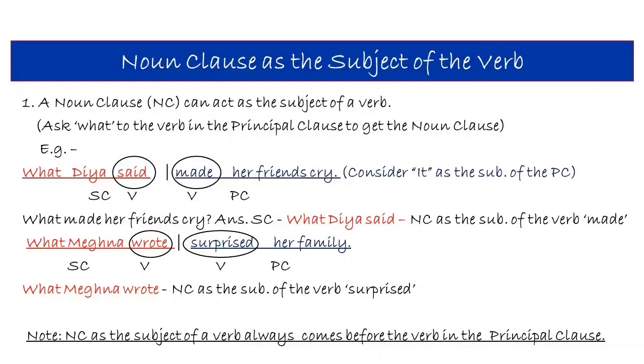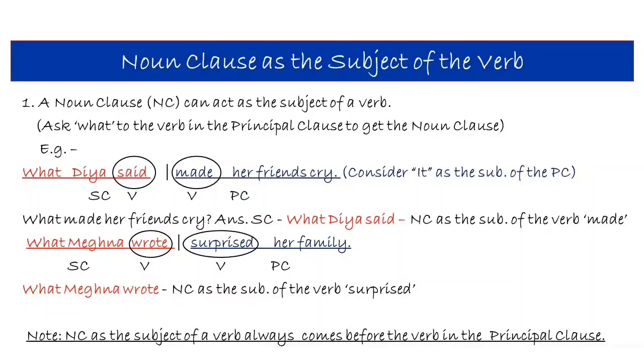Next, in order to identify the noun clause, you have to ask the question what to the verb made in the principal clause. What made her friends cry? The answer is what Dia said. What Dia said is the noun clause and it acts as the subject of the verb made.